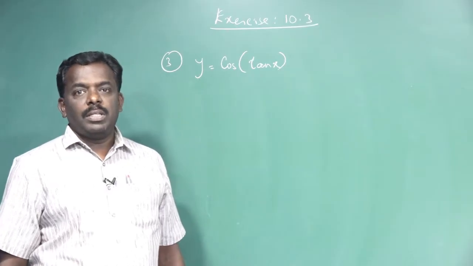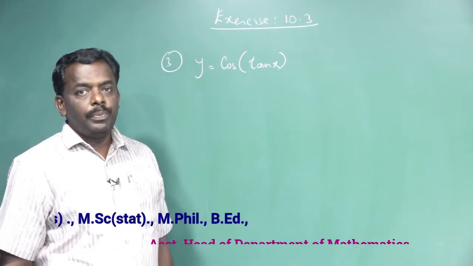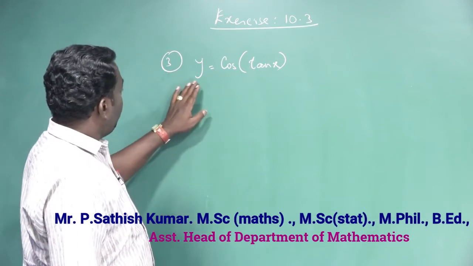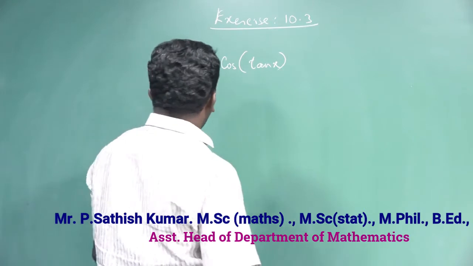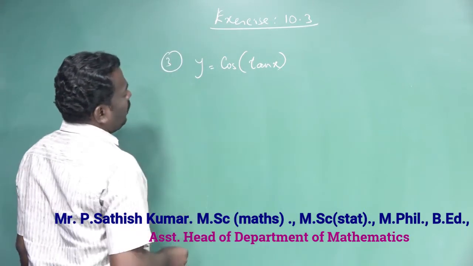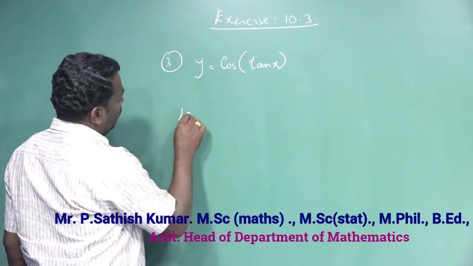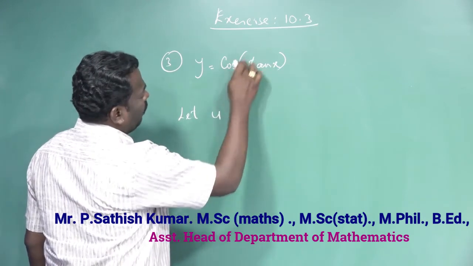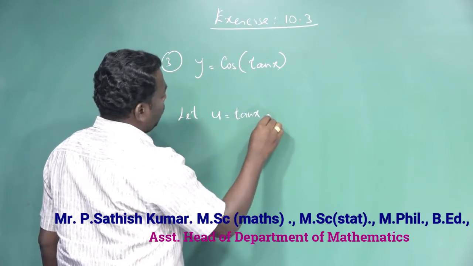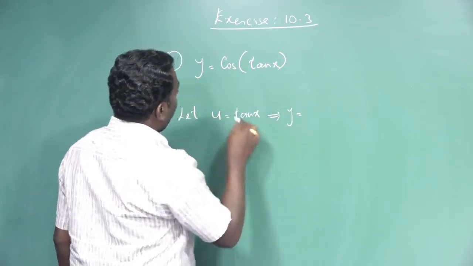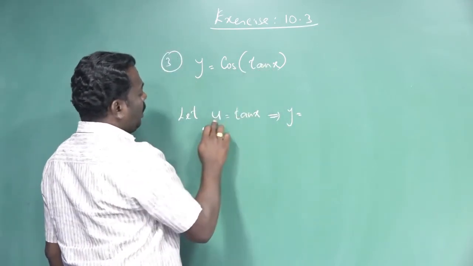The continuation of exercise number 10.3. Question number 3. The given function is y equals cos of tan x. So now differentiate the equation. Let us consider the term within the bracket, u equals tan x.